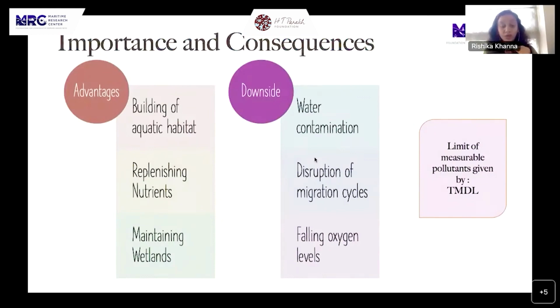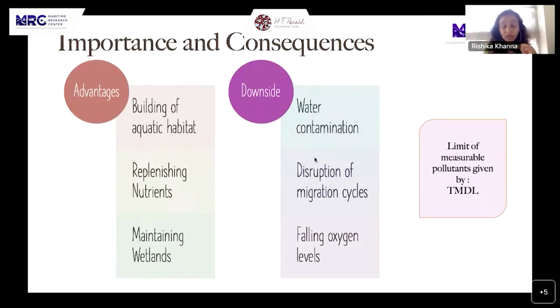Now we move on to the importance and consequences of sediment transport. Sediment transport and deposition are a lifeline for many ecosystems, either directly or indirectly. It builds the aquatic habitats for spawning and benthic organisms, and they're essential. The sediment transport patterns are essential for replenishing the nutrients to aquatic plants and vegetation in near shore systems. And the sediment transported from watersheds to the downstream is deposited in deltas and mudflats. This helps in maintaining wetlands, protecting against coastal erosion as well as effects of sea level rise.